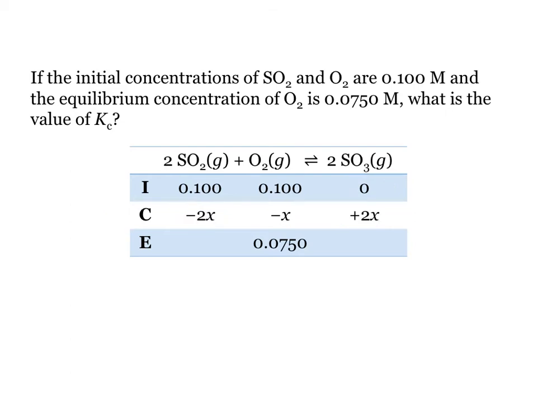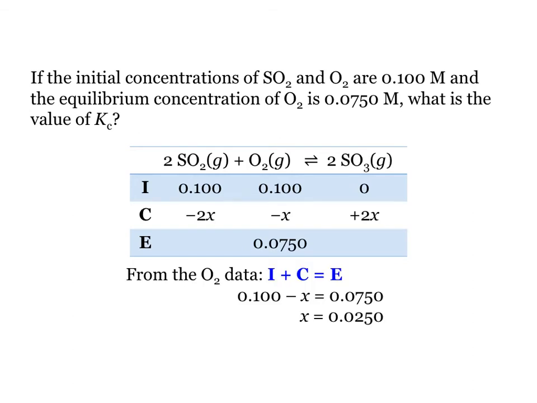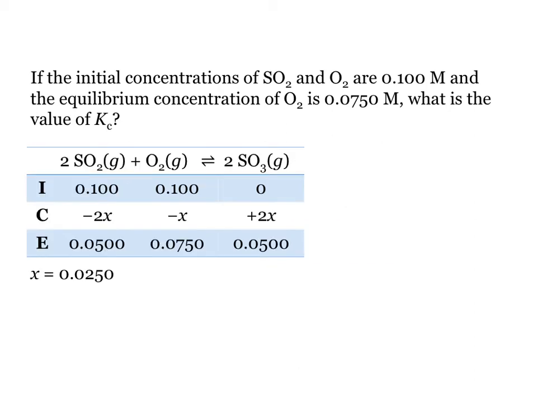Adding that information to the table, we're able to contemplate a strategy for finding X because we know that I plus C equals E, or in this case, 0.100 minus X equals 0.0750 molar under the oxygen data column. Setting up this algebraic equation, we see that X is equal to 0.0250 molar, which we can fill in under the SO2 and SO3 columns to find the equilibrium concentrations.